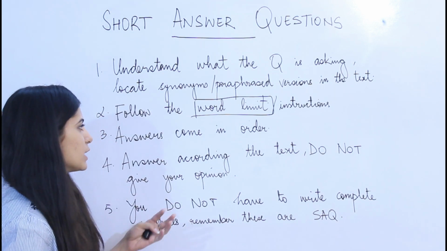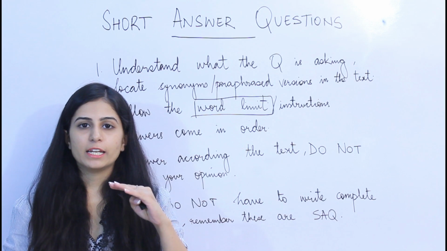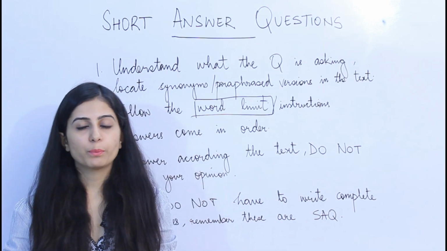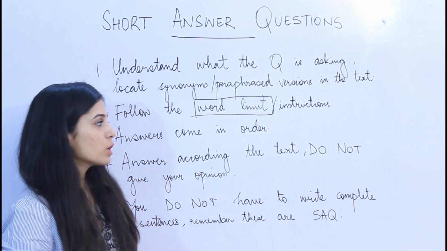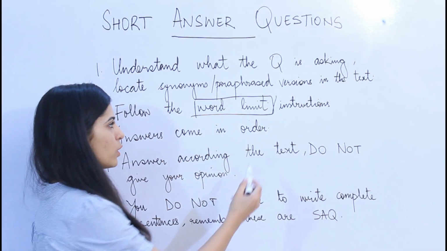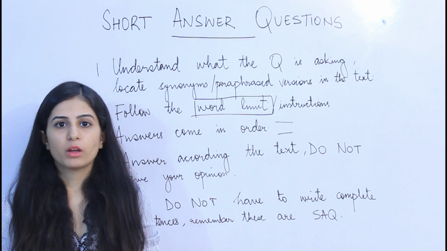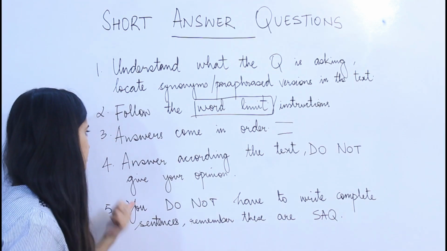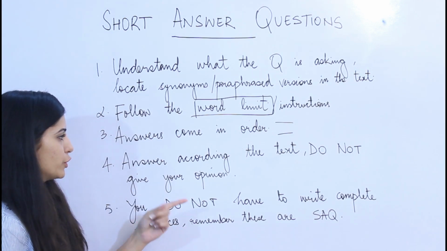Alright, and the answer to question number 23, if it's in the third paragraph, then the answer to question number 22 will not be in the fourth paragraph, it will be above the third paragraph. So the answers come in order. So this gives you an idea of where you should be locating your answer, where you could find your answer. Fourth, answer according to the text and do not give your opinion.